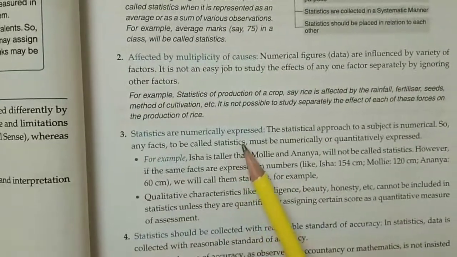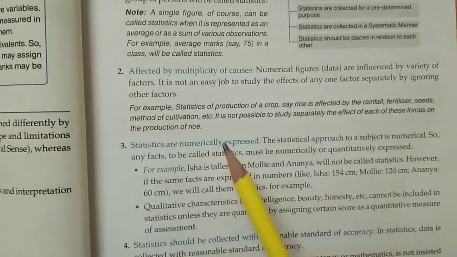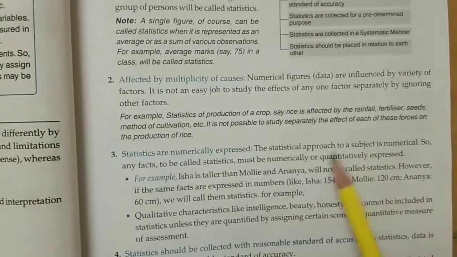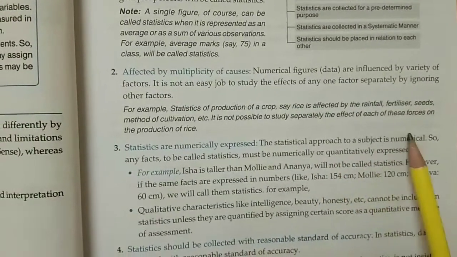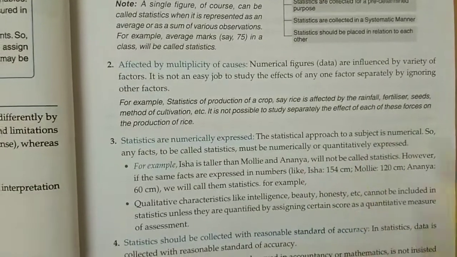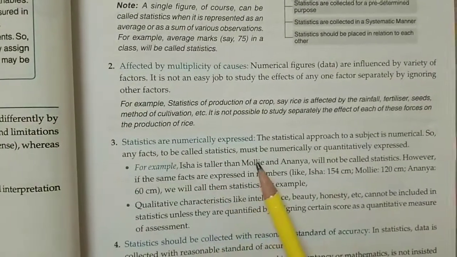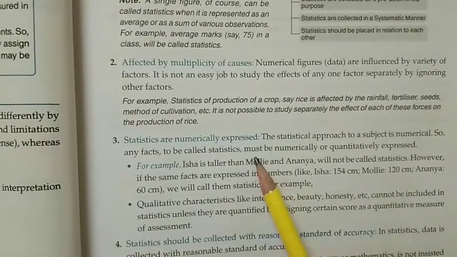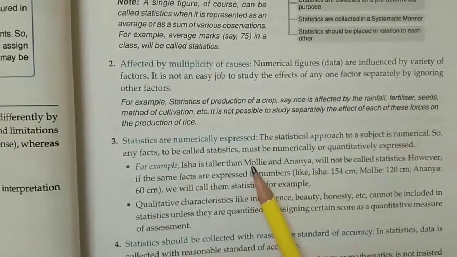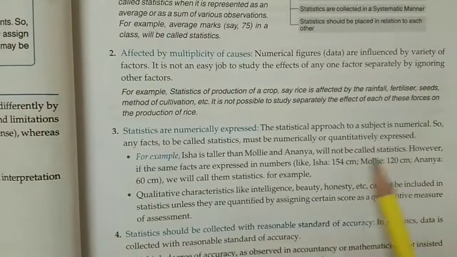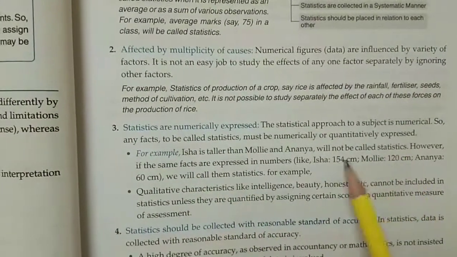Statistics are numerically expressed. You all know this is quantitative analysis. It is numerically expressed. Now the statistical approach to a subject is numerical. So any fact to be called statistics must be numerically or quantitatively expressed. For example, Isha is taller than Molly and Ananya will not be called statistics unless we express their height in centimeters. Okay, like Isha 154 centimeters, Molly 120. So likewise, this can be called a statistic.